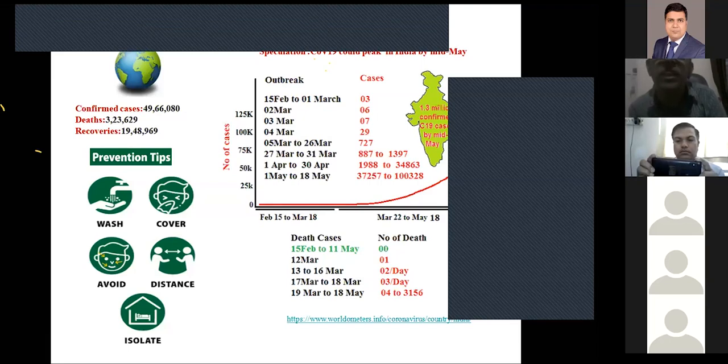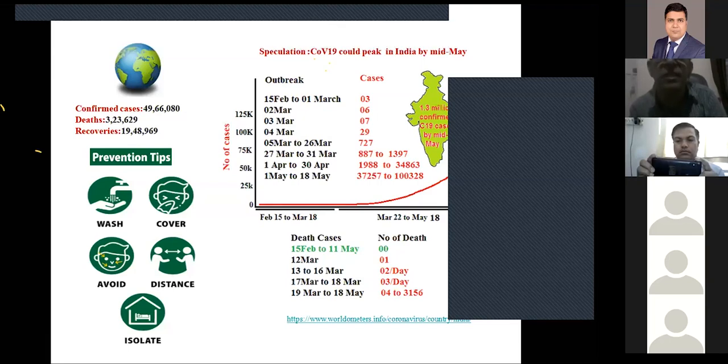Now, the speculation was that coronavirus 19 could peak in India by mid-May. So this is what we believe, that above 1 lakh is the peak of the coronavirus.